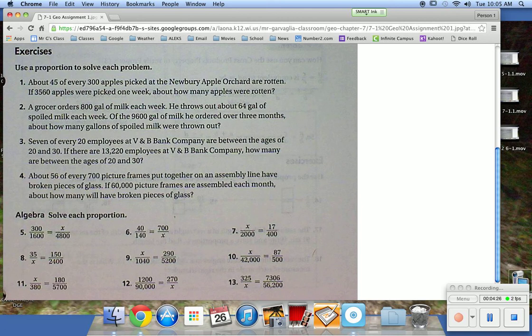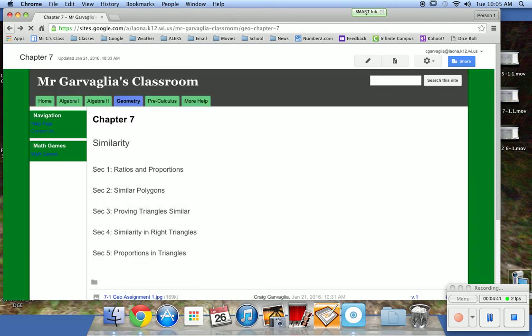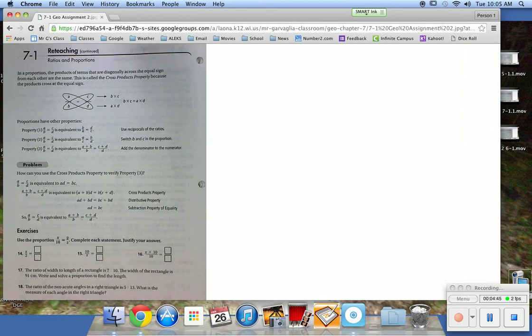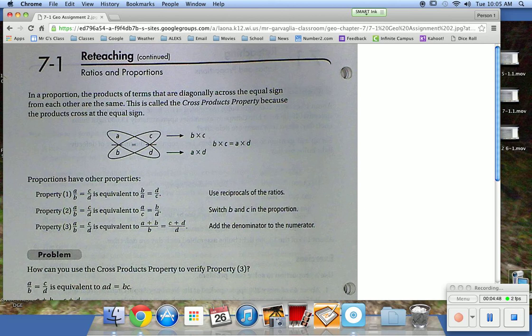Holy cow. 13 problems just on that page. We got the second page. That's just cross multiply and divide. Let's take a look at the second page. It's showing cross multiply and divide.